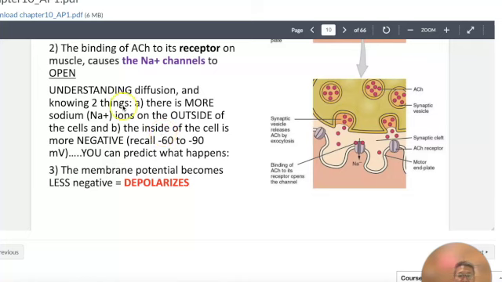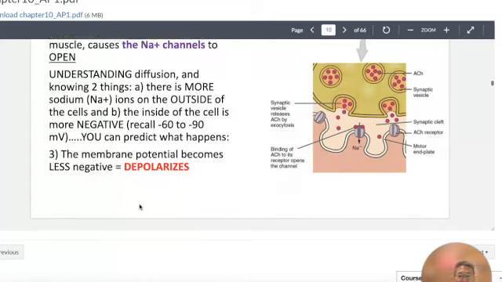So here's that difference. Understanding diffusion: it diffuses across. There are more sodium ions on the outside of the cell, and the inside of the cell is more negative. So you can predict what happens. The membrane potential will become less negative, closer to 0. This is called depolarization. Depolarizing is when it's about to fire.